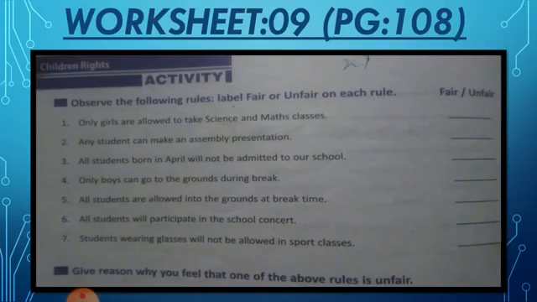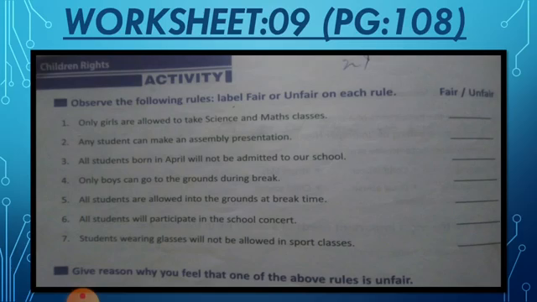Dear students, come on to worksheet 9, page number 108. In this activity, observe the following rules and label fair or unfair on each rule. These are all statements. You have to read these statements.